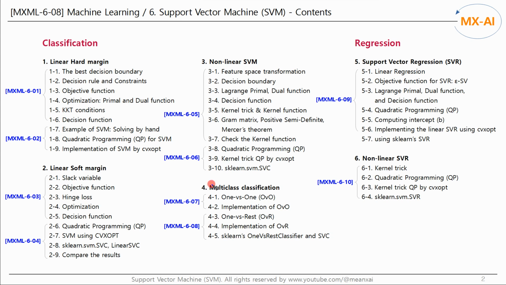In the last video, we looked at multi-class classification using the 1v1 method. We created a decision rule for OVO and implemented it in code. In this video, we will create a decision rule for OvR and implement it in code.